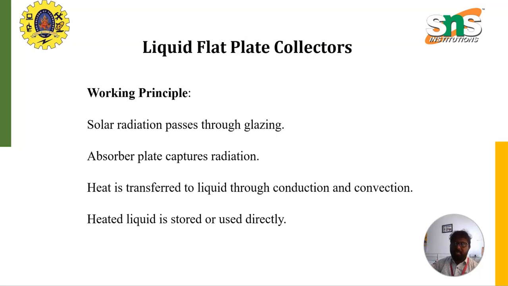Okay. And next we are going to discuss the liquid flat plate collector. A liquid flat plate collector means a solar collector where liquid is circulated through tubes attached to the absorber plate. Okay, the main working principle is solar radiation passes through glazing, the absorber plate captures radiation, and heat is transferred to the liquid through conduction and convection, and the heated liquid is stored or used directly.